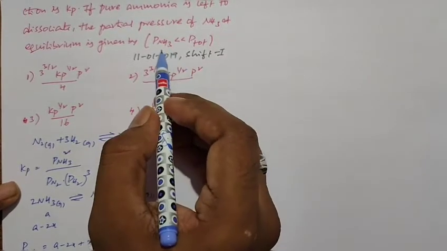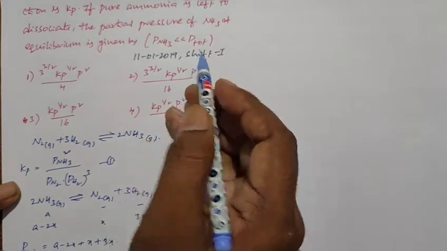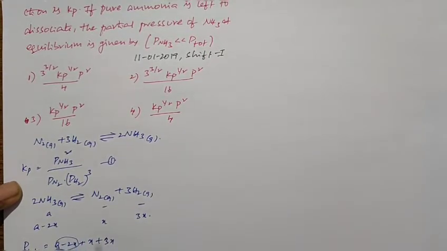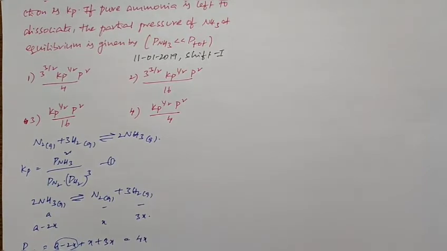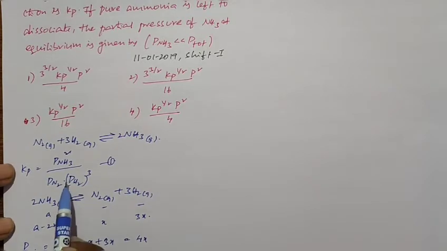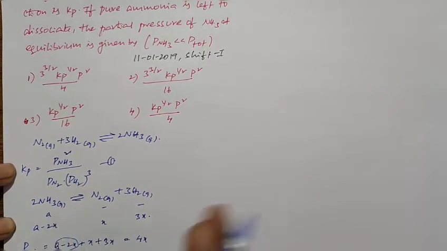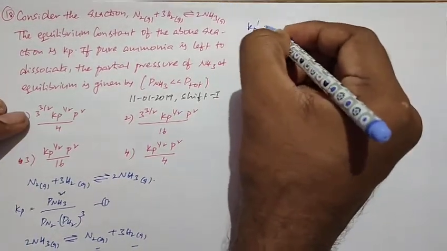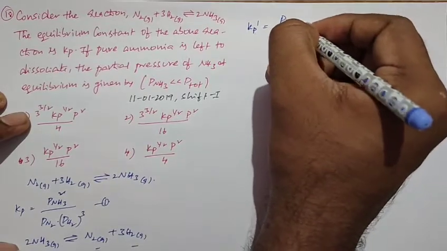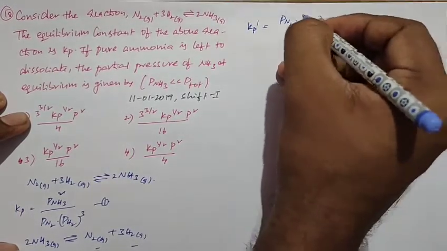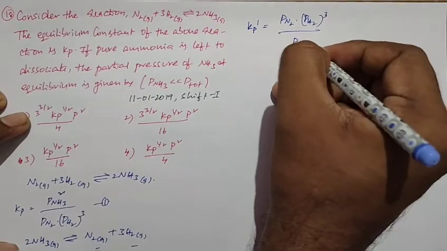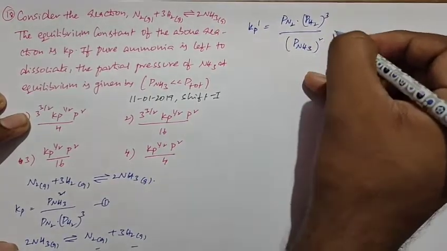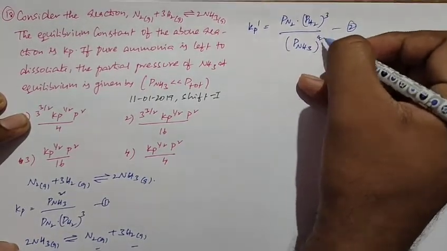Based on the given information, the partial pressure of ammonia is very small compared to the total pressure. So we just neglect the A minus 2x. Then the total pressure is equal to 4x. Then we take the equilibrium Kp term for this equation, taken as Kp dash. So we get the partial pressure of N2 into the partial pressure of H2 whole cube by the partial pressure of ammonia whole square. This is taken as equation 2.